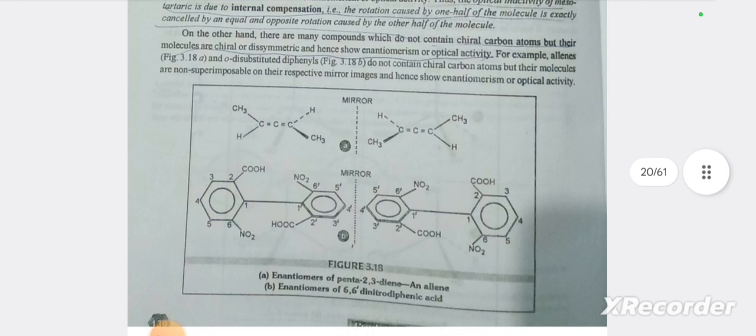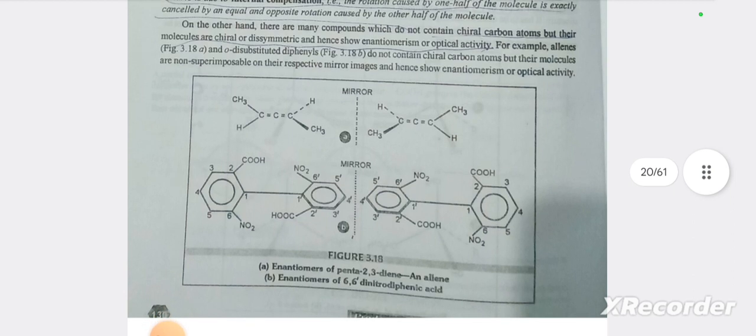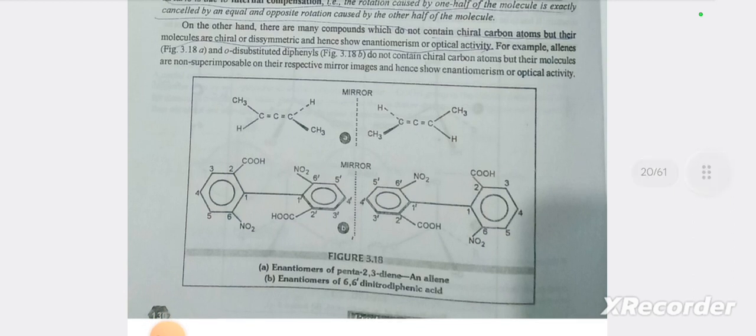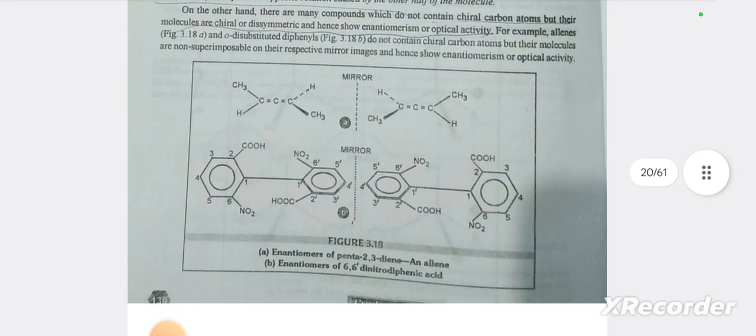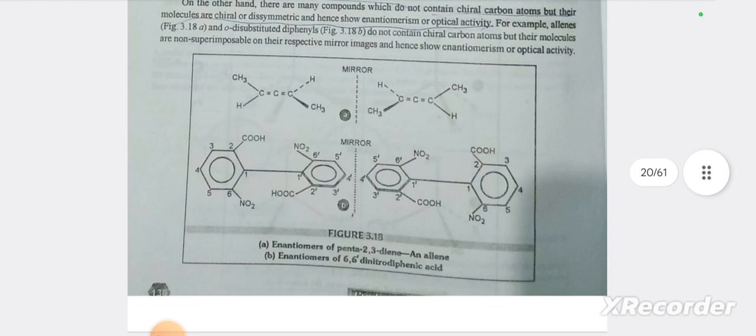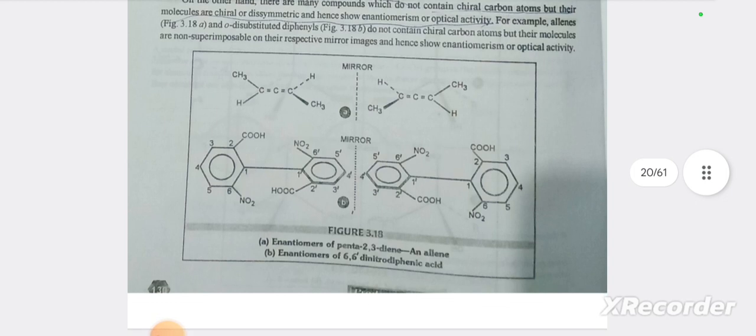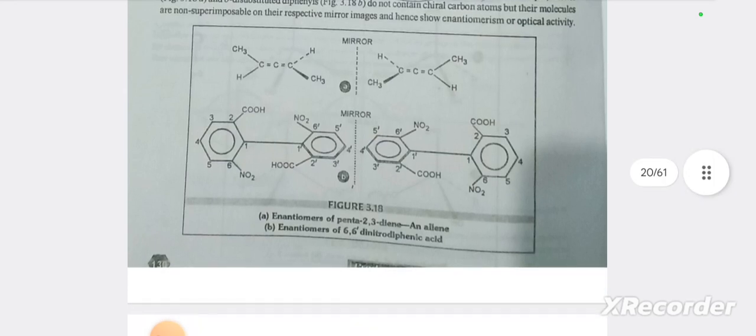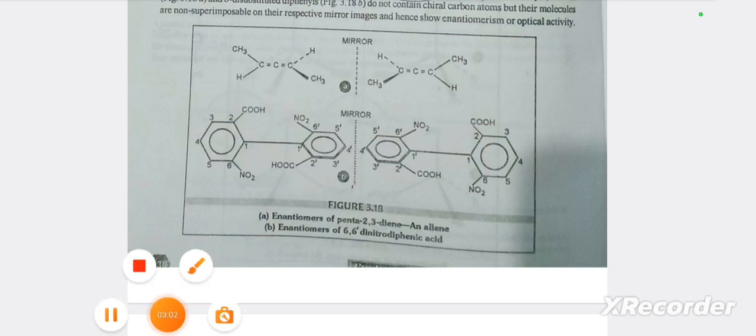The rotation caused by one half of the molecule is exactly cancelled by an equal and opposite rotation caused by the other half of the molecule. On the other hand, there are many compounds which do not contain chiral carbon atoms, but their molecules are chiral or dissymmetric and hence show enantiomerism or optical activity. For example, allenes or substituted diphenyls don't contain a chiral carbon atom, but their molecules are non-superimposable on their respective mirror images and hence show enantiomerism or optical activity.